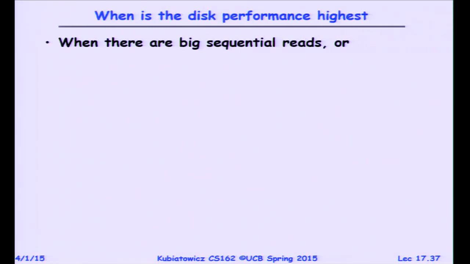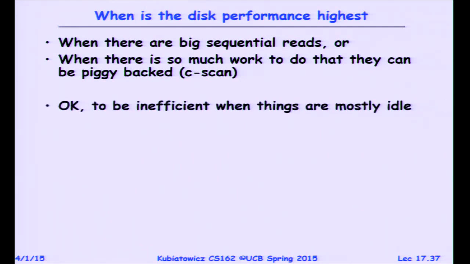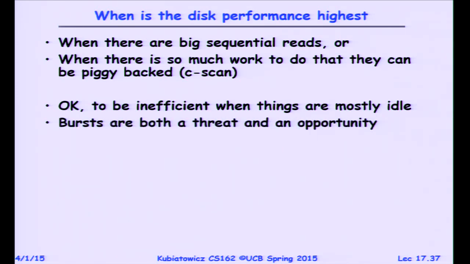So when is disk performance highest? When there are big sequential reads, or when there's so much work to do that requests can be piggybacked. I can show you that in a little bit. It's okay to be inefficient when things are mostly idle. And bursts are both a threat and an opportunity, which I will show you next time. The reason is that when I have a burst, I get queued items that I can rearrange to get better seeking behavior on the disk.